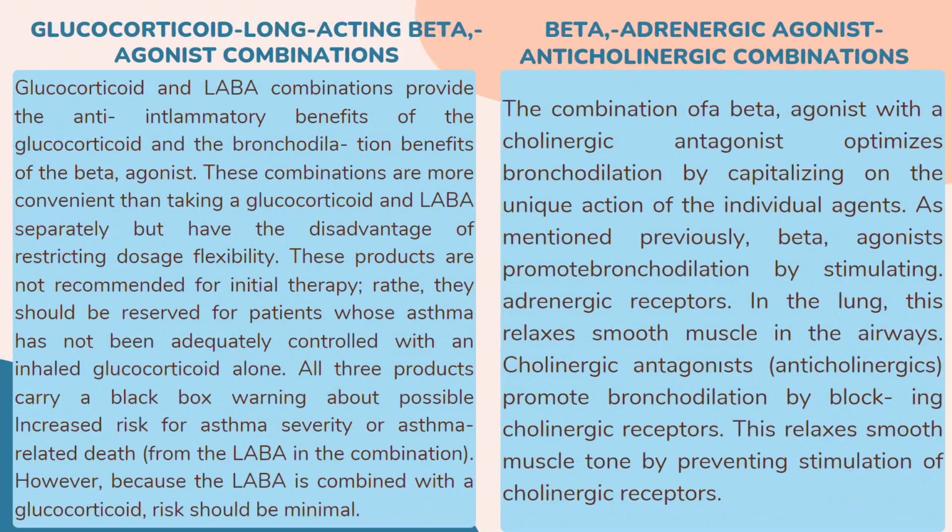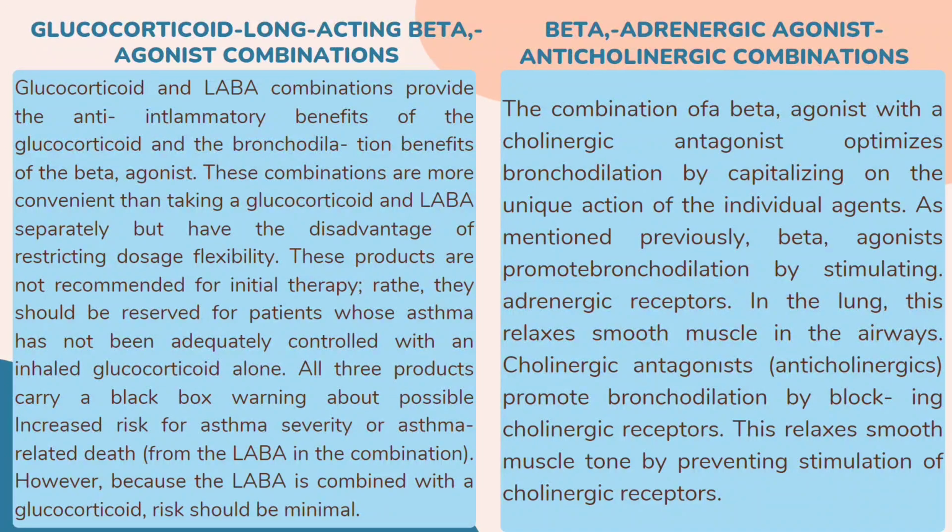Glucocorticoid and long-acting beta-2 agonist combinations provide the anti-inflammatory benefits of the glucocorticoid and the bronchodilation benefits of the beta-2 agonist. These combinations are more convenient than taking a glucocorticoid and long-acting beta-2 agonist separately, but have the disadvantage of restricting dosage flexibility. These products are not recommended for initial therapy.